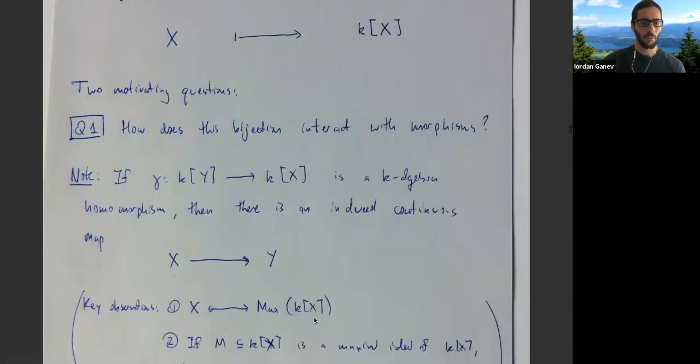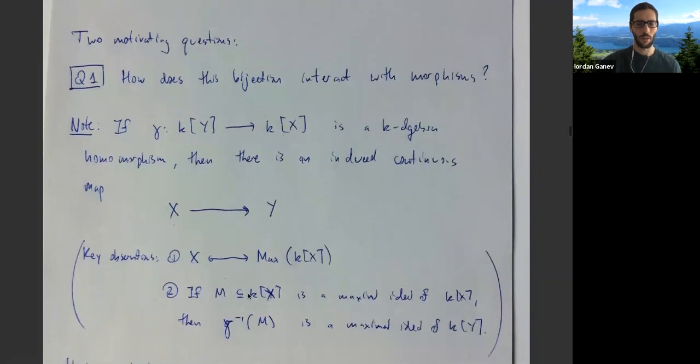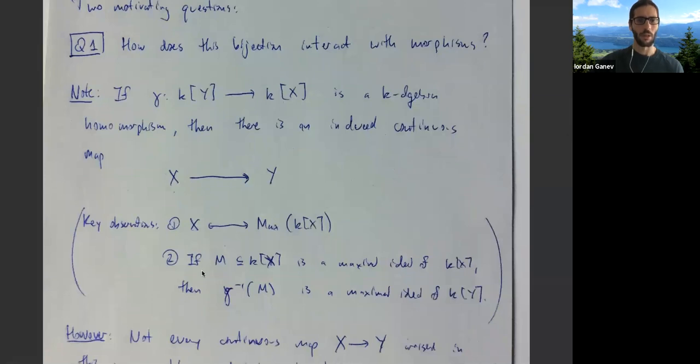And how do we define this map? Well, I'll leave it to you, but the idea is that we use this bijection between X and the maximal ideals of its affine algebra, and the fact that if we have a maximal ideal in the affine algebra of X, then its inverse image under this K-algebra homomorphism is a maximal ideal of the affine algebra of Y. So those are the ingredients. You can put it together from there to see that this is a map, and in fact, it's a continuous map with the Zariski topology.